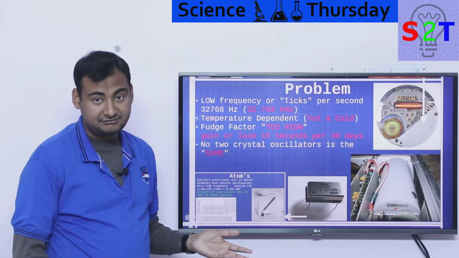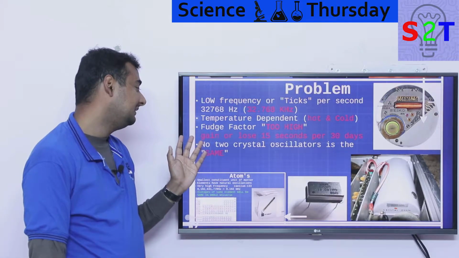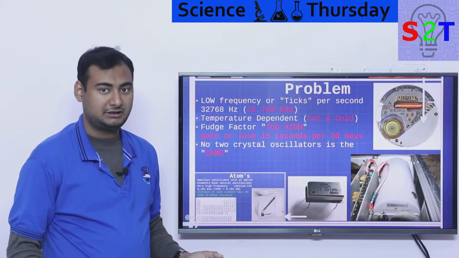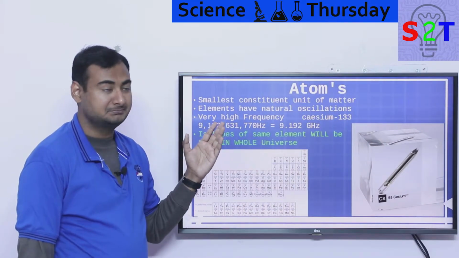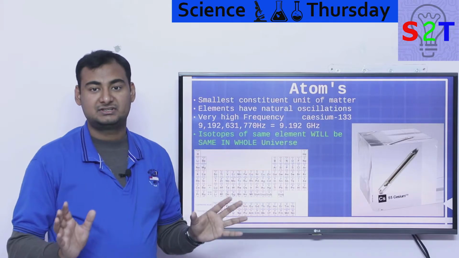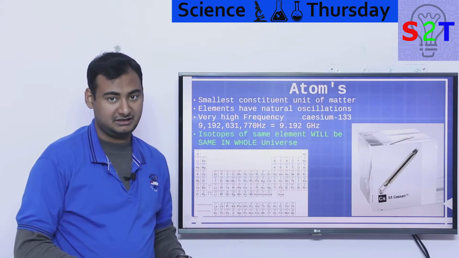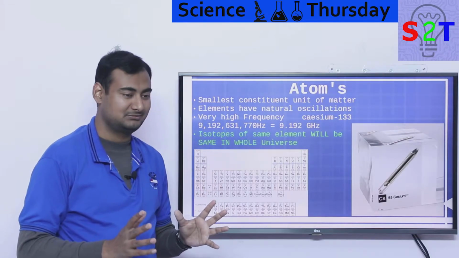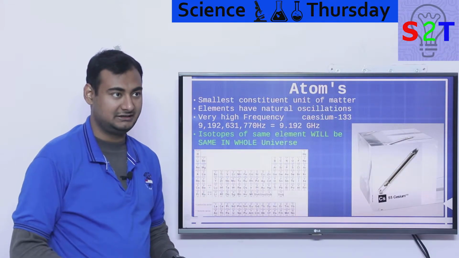Basically we have low frequency with your quartz oscillator, it's temperature dependent, the fudge factor is way too high, and two oscillators cannot be the same. So how do we solve it? Here comes the atom. Now the atom is the smallest unit of matter. Now you might be like, what about electron, proton? Those are subatomic particles. Basically now you are breaking the laws of behaviors.